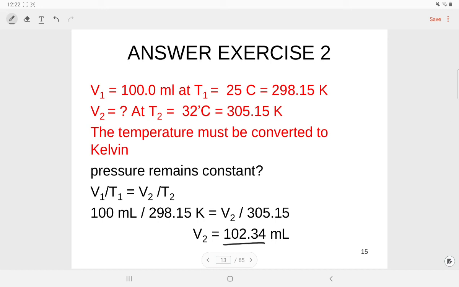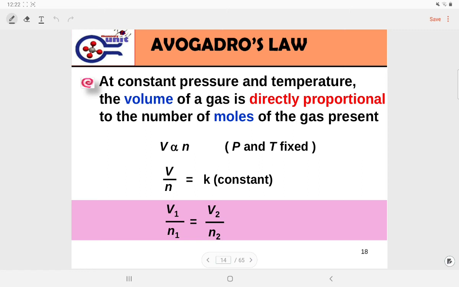Alright, okay. Now let's look at the third gas law, which is your Avogadro's law. Okay, so according to Avogadro's law, at constant pressure and temperature, the volume of gas is directly proportional to the number of moles of the gas present. Alright, so V is directly proportional to n at fixed pressure and temperature. So this is the equation for your Avogadro's law.